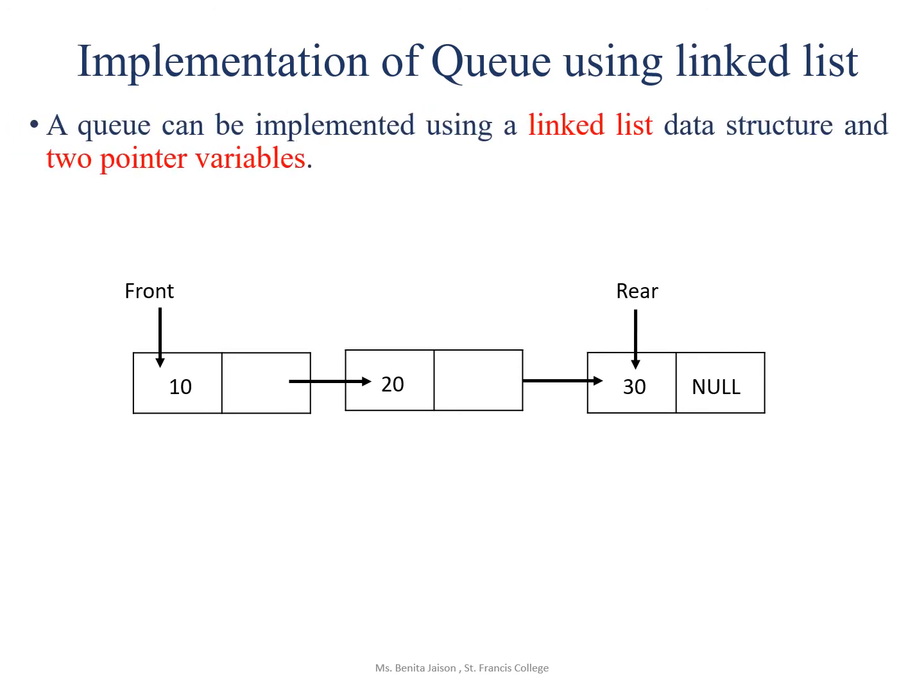As we have seen in the introduction, queues can be implemented either using arrays or using linked lists. So in this topic, we are going to see how queues can be implemented using linked lists, making use of pointer variables.